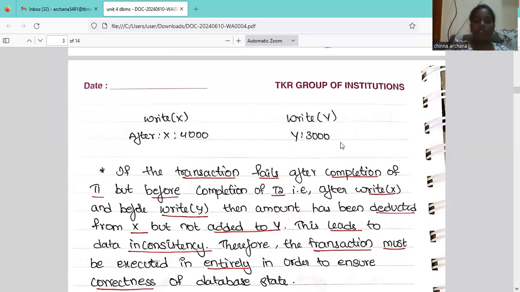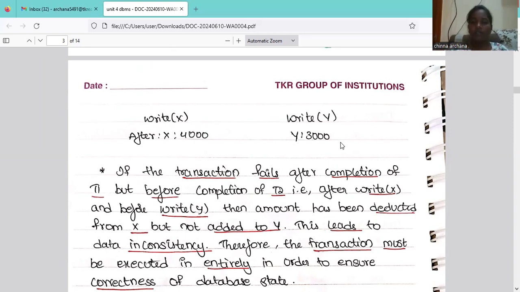Now after the transaction, what are the values here? X has 4,000 and Y has 3,000. So this is the example. We are taking one transaction which has two accounts, X and Y. Here we are reducing 1,000 rupees from the X account, that is, we are debiting 1,000 rupees from the X account and crediting the same amount to the Y account.